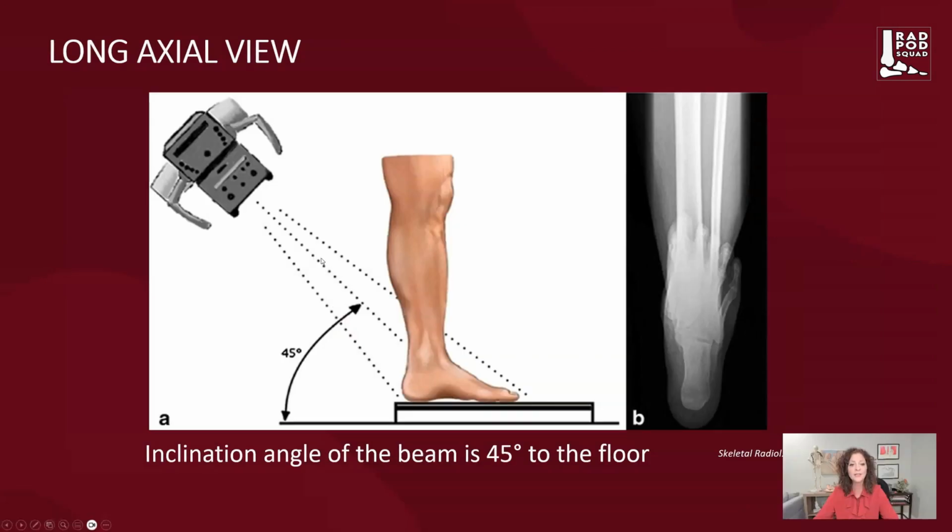The long axial view is also a great view, 45 degrees to the dorsal aspect of the foot, really demonstrating wonderfully the posterior subtalar and the middle subtalar facets with the comparison of the distal tibia and the calcaneus, where we can again determine the presence of varus and valgus alignment on this long axial view.